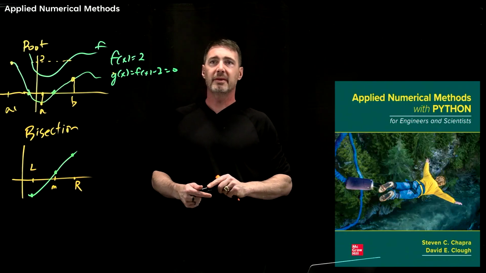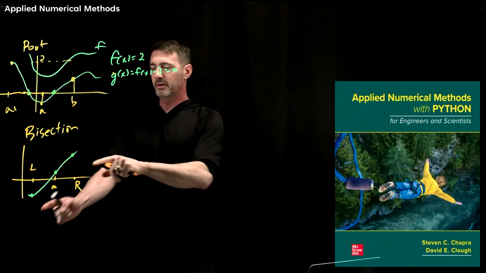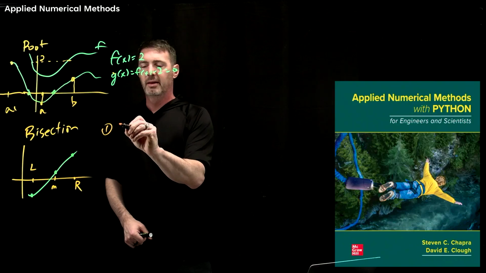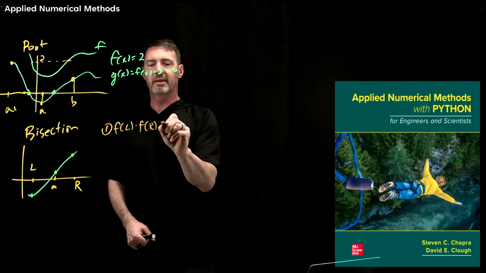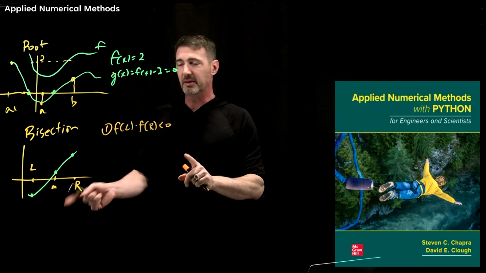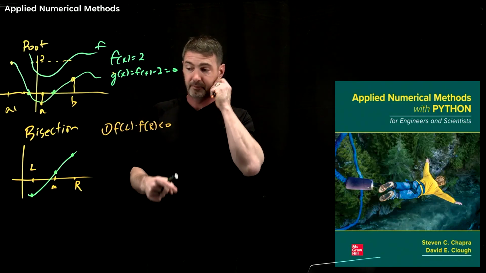So bisection is very simple. The first check is saying: is the function at left times the function at right less than 0? Why? That's because it's crossing. That means there's a cross. So that's the first thing it's going to check.